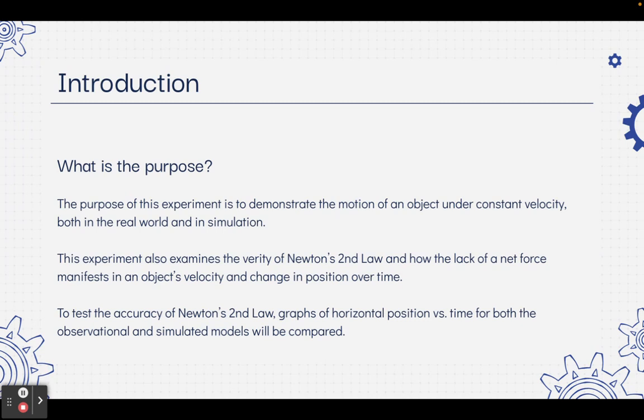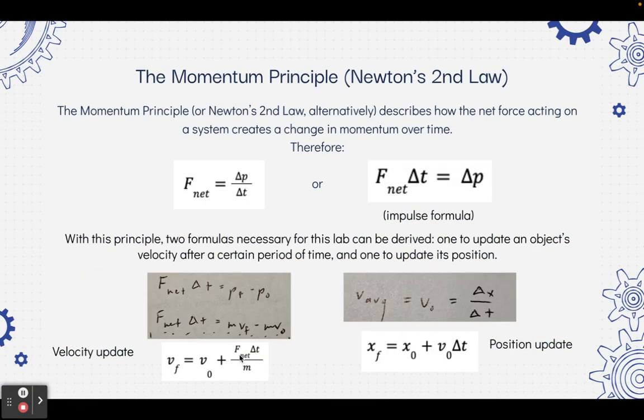To test the accuracy of this law, graphs of horizontal position versus time for both observational and simulated models are compared. The momentum principle describes how the net force acts on a system, creating a change in momentum over time, which gives us these formulas. With this principle, two formulas necessary for this lab are derived, one to update the object's velocity after a certain period of time, and one to update its position.